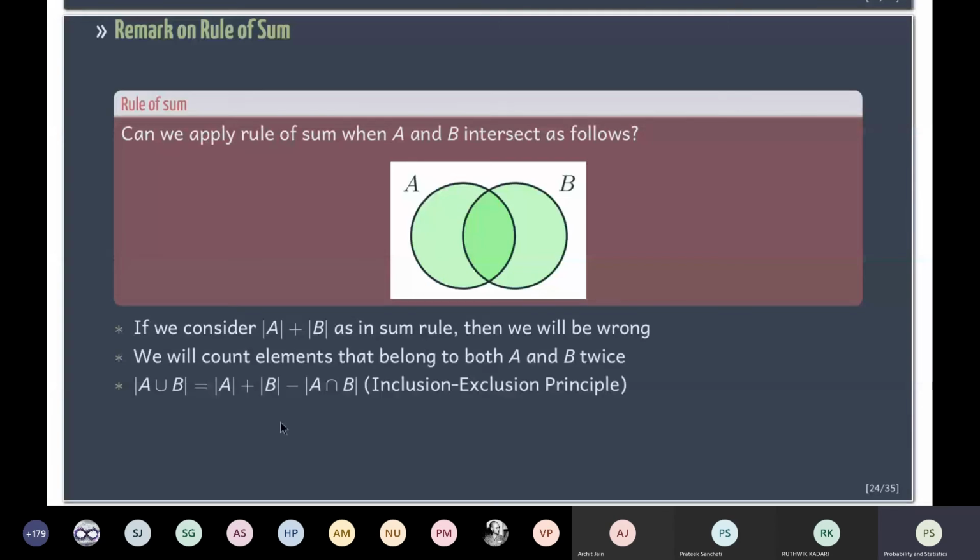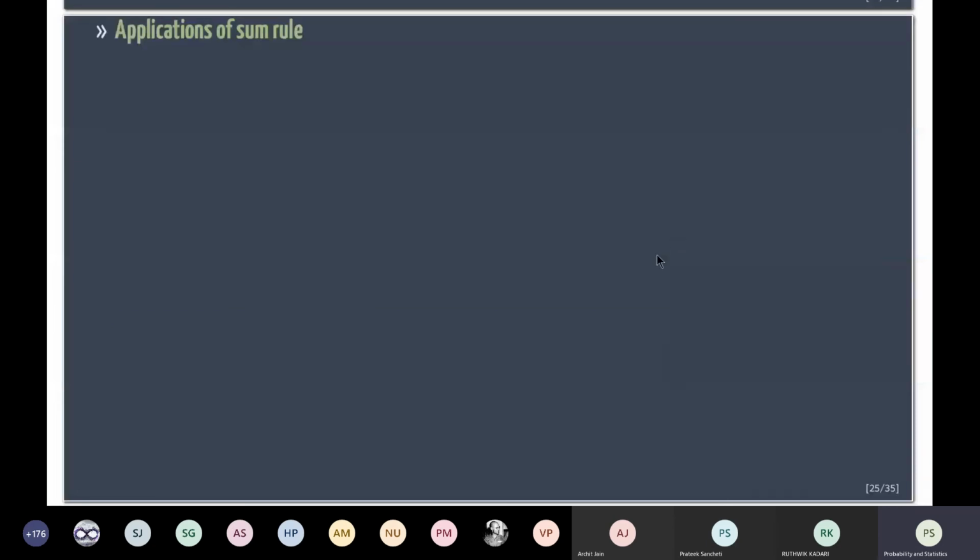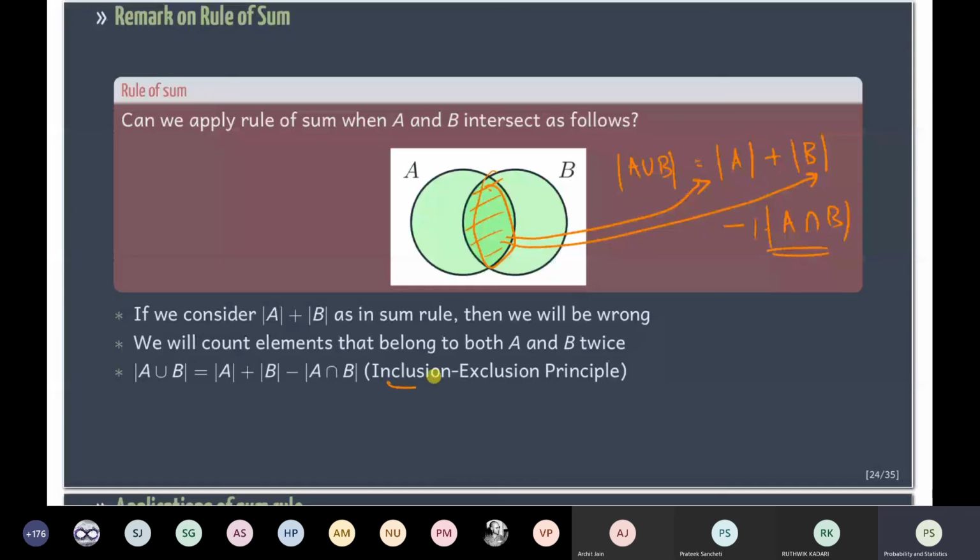If we do apply the sum rule here, then we will count this thing twice. What we are interested in is the cardinality of A union B, and if we do this, then this overlapping region is counted two times. It is counted here in A, and it is also counted here in B. So we need to subtract that. This is something you already know. Remove the common part because it has been counted twice. Remove just one of the intersection parts. That's the inclusion-exclusion principle. And again, you can prove these results.